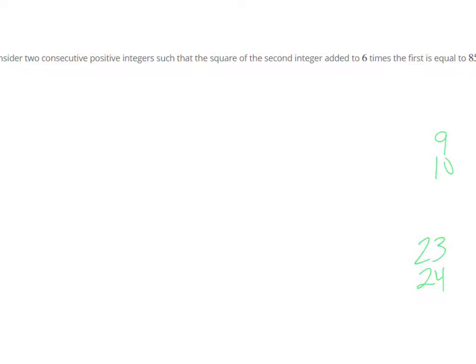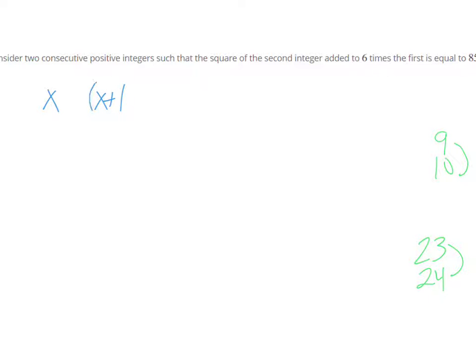Now notice that on these, the difference is only 1. If I'm doing evens or odds, the difference is 2, but here it's just consecutive integers, so the difference is only 1. So I'm going to have an x and an x plus 1. Those are going to be my 2 factors, or my 2 numbers.